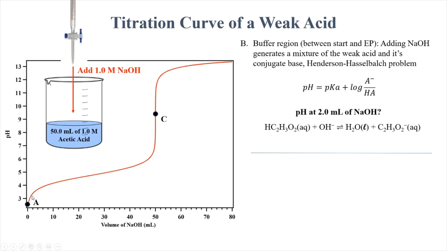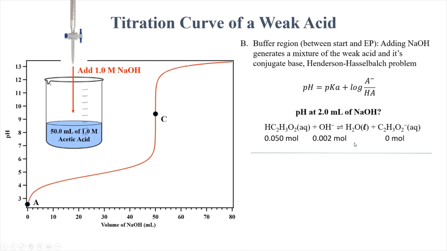Obviously the pH is going to go up because we're adding base. Whenever you add base to anything, the pH goes up. But the question is, how much does it go up? Well, we have to figure out what our limiting reagent is. So we're going to set up a limiting reagent table. We take our number of moles of acid, which we calculate from the volume and the concentration. So 0.050 liters times 1 molar gives 0.050 moles. And 2 mils, or 0.002 liters, times 1 molar gives 0.002 moles.